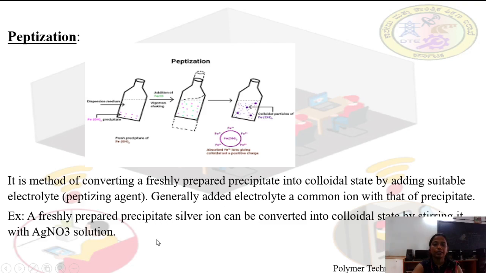Example: a freshly prepared silver chloride precipitate can be converted into the colloidal state by stirring it with AgNO3. Here we have already prepared the precipitate, and that can be converted into the colloidal state by stirring it with AgNO3. So AgNO3 acts as a peptizing agent. With the help of the electrolyte we are preparing the colloidal solution. Since we are using a peptizing agent, this method is called peptization.